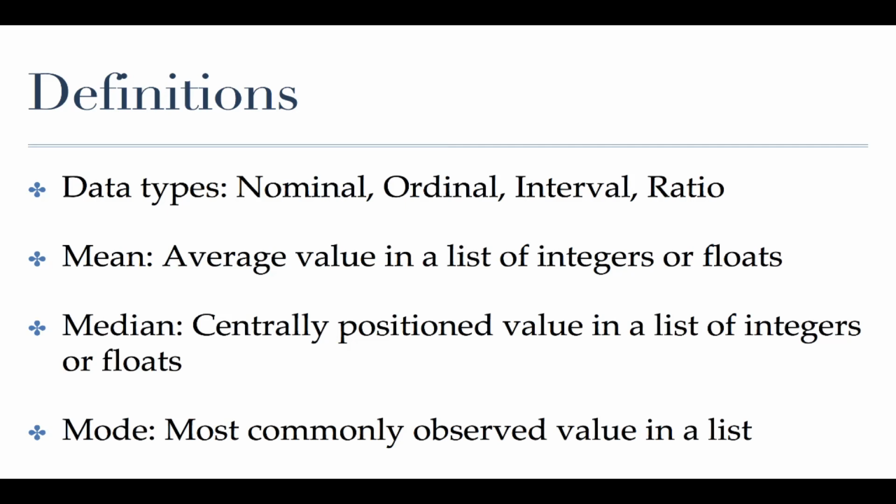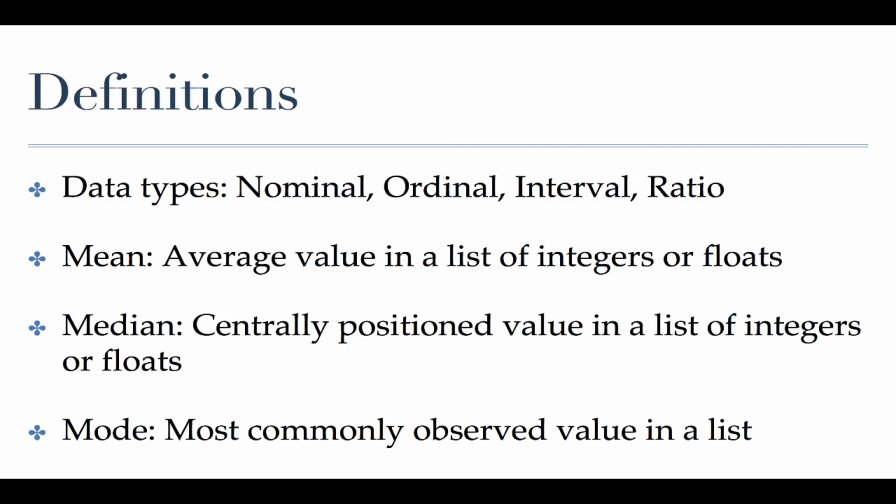A median is similar to the mean in that it's also trying to find a middle number. However, rather than taking an average where you sum up everything and divide by the amount of numbers, the median is just finding the middle position in your list of values. There are some positives and negatives with that, which we can read about on a statistics page like Wikipedia, for instance. And lastly, the mode is the most commonly observed value in a list.